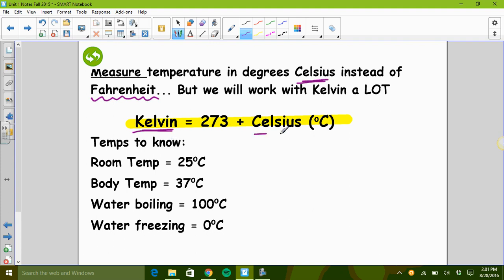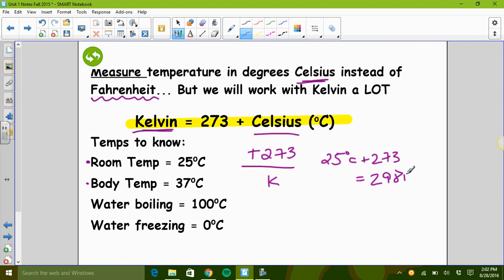And it's derived from Celsius, and so you can see that the conversion is very easy. You just add 273 to Celsius and you get your Kelvin temperature. So take a second and calculate the temperatures, room temperature and body temperature in Kelvin. So you should be doing for room temperature 25 degrees Celsius plus 273 to get 298 Kelvin, and then you guys can do body temperature.